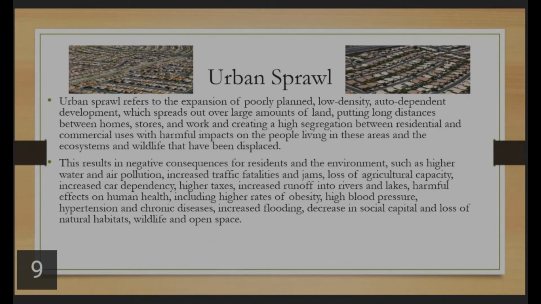Urban sprawl. Urban sprawl refers to the expansion of poorly planned, low-density, auto-dependent development which spreads out over large amounts of land, putting long distances between homes, stores, and work, and creating a high segregation between residential and commercial uses, with harmful impacts on the people living in these areas and the ecosystems and wildlife that have been displaced.